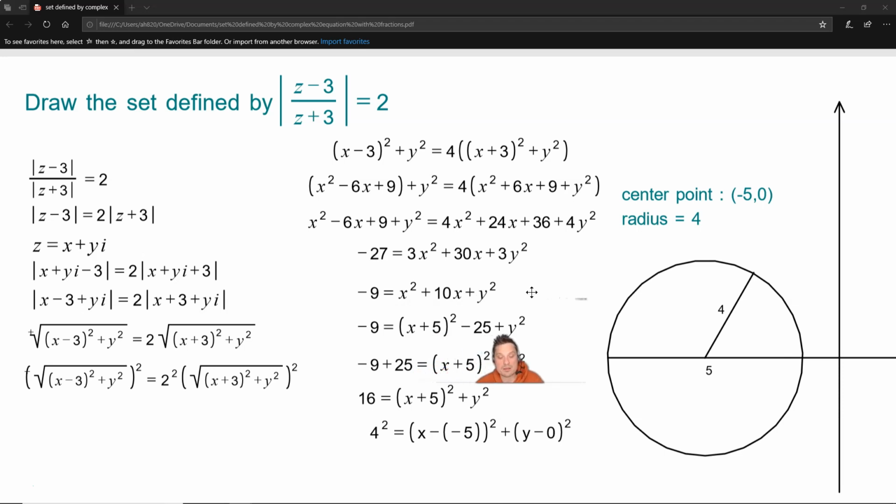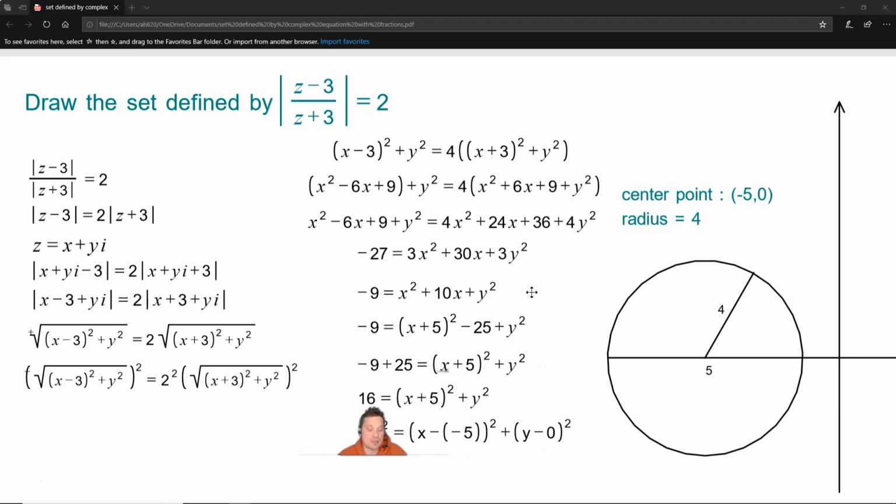And you copy the y squared down. Lastly, I'm going to take my negative 25, move it and join it with the negative 9. It's going to give me, therefore, negative 9 plus 25 equals x plus 5 squared plus y squared. Oh boy, negative 9 plus 25 is going to give me 16 equals x plus 5 squared plus y squared.